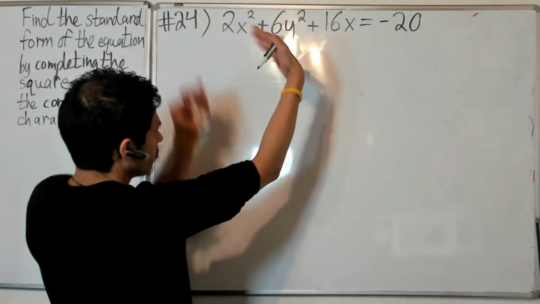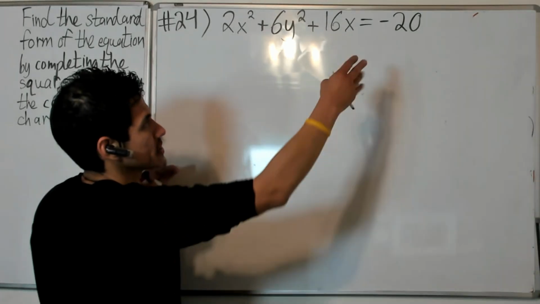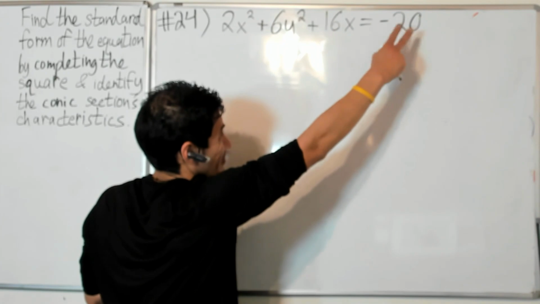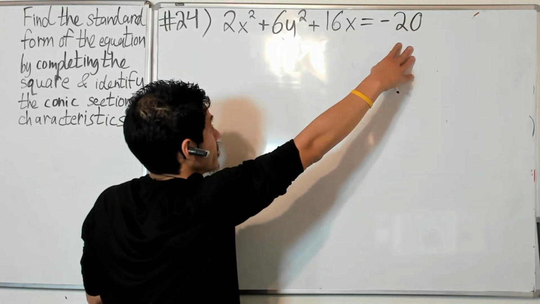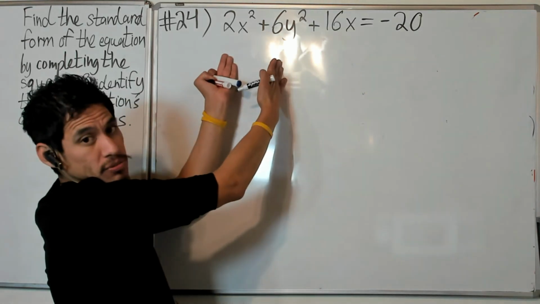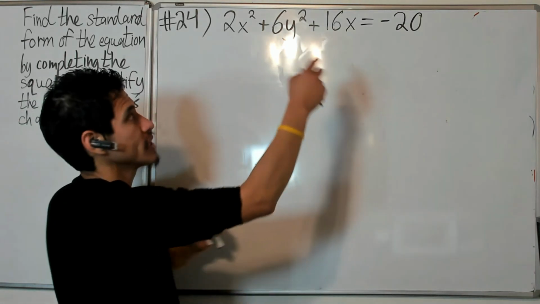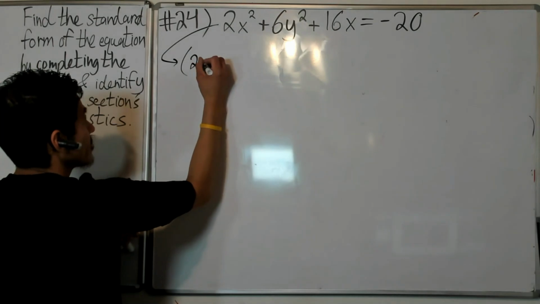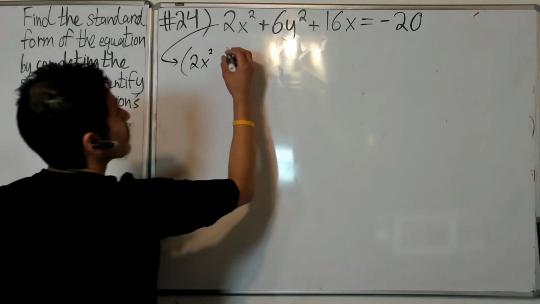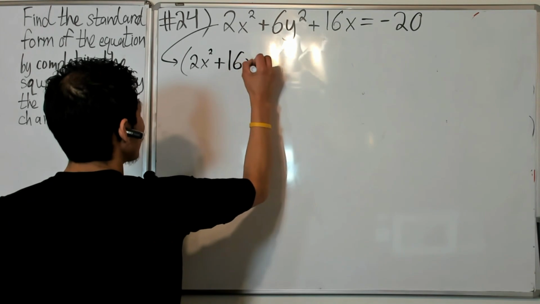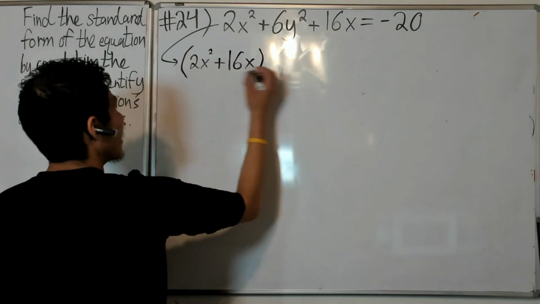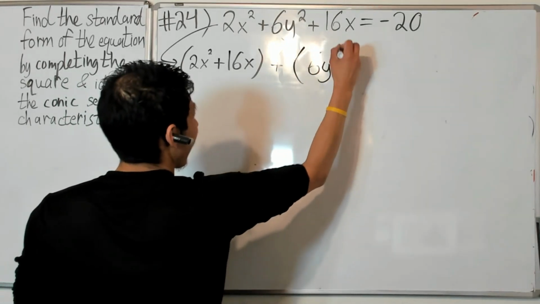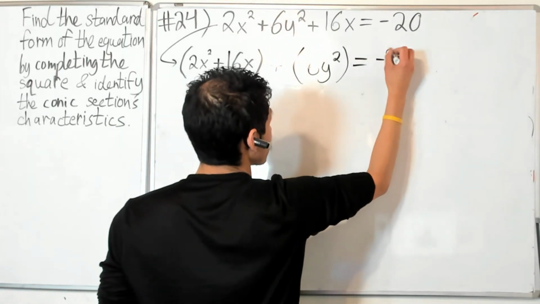one way you can start is to have the constants, the numbers, on one side. Let's have it on the right. So the negative 20, we'll keep it there. And let's group together the x terms and group together the y terms. So let's rewrite this. We have 2x squared plus 16x in front, followed by 6y squared equals negative 20.